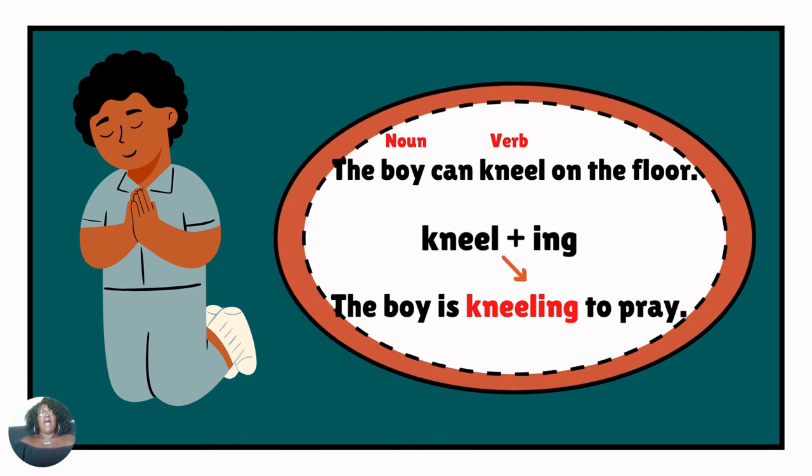Kneel plus ing becomes kneeling. Notice the arrow and the red word. The boy is kneeling to pray. Kneeling is an action verb. It's showing physical movement. Next slide.